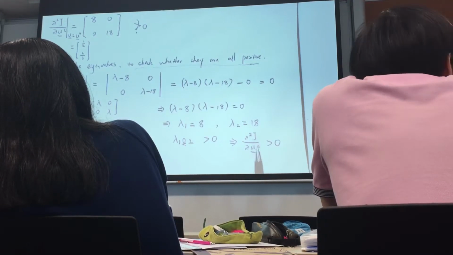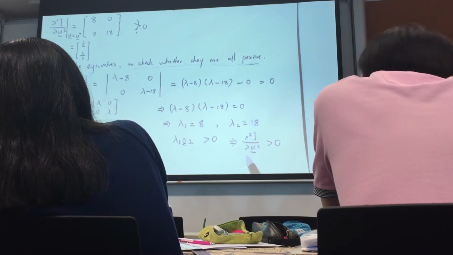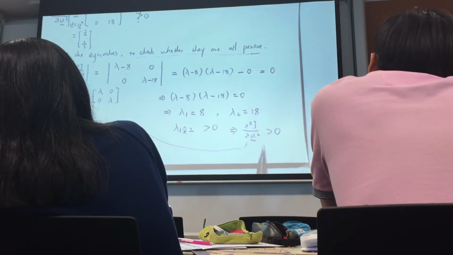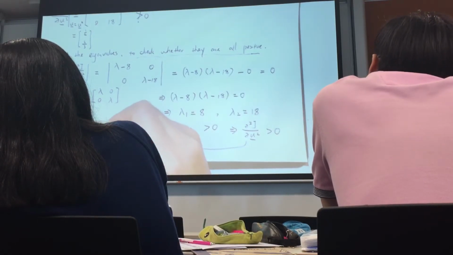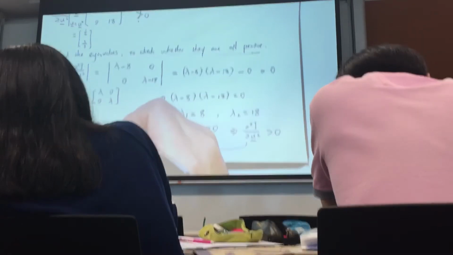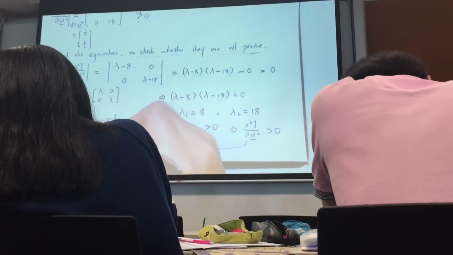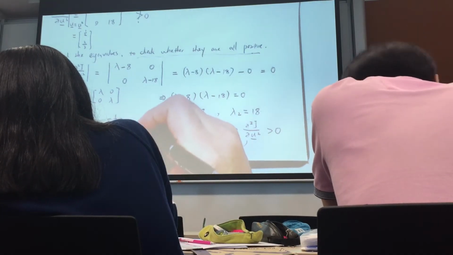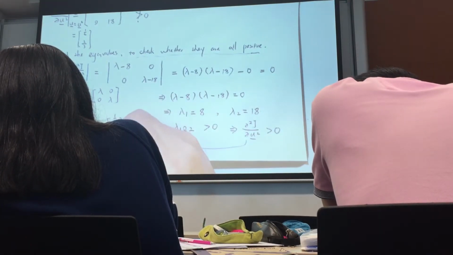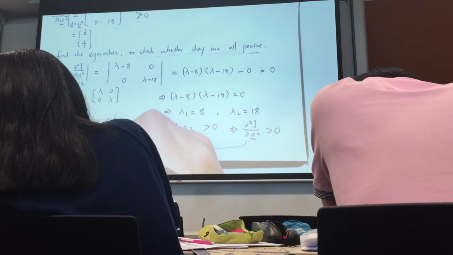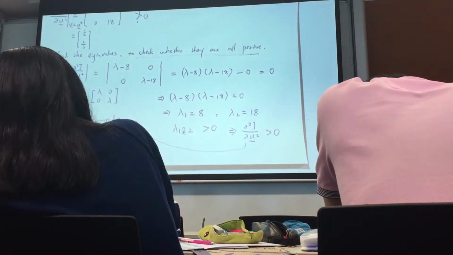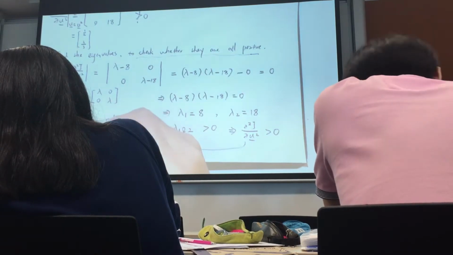Because this Hessian matrix is greater than 0, we can see that u star, equal to a half, 2 divided by 3, is a minimizing point. So this is our conclusion.